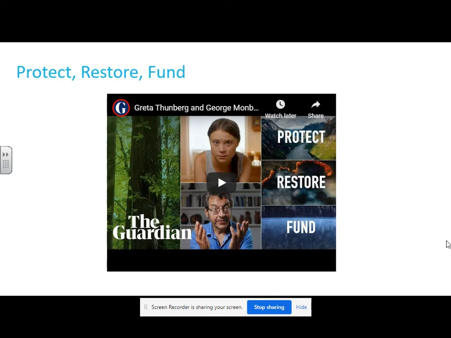Of course, Greta Thunberg has made a name for herself, particularly working in climate change action, and you can find lots of information and campaign videos that she's made. This one is one of the most recent ones, looking at protect, restore and fund. There's a real push towards bringing down or slowing down global warming.